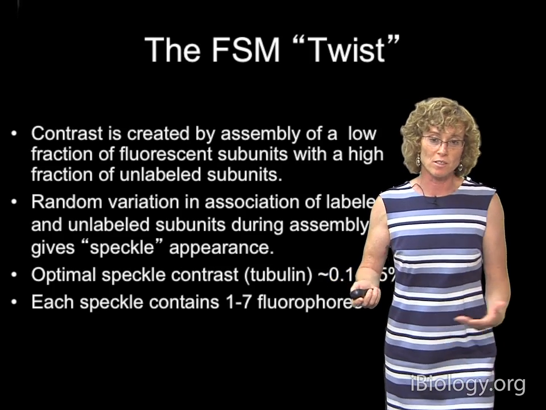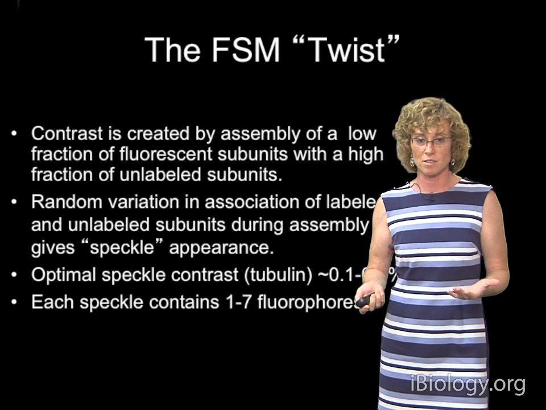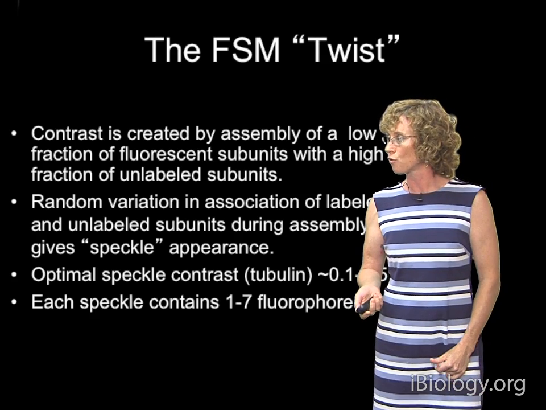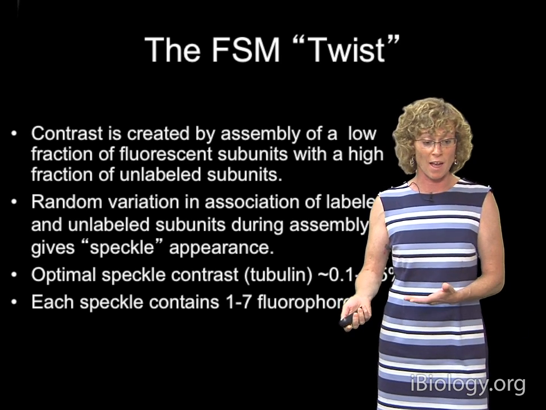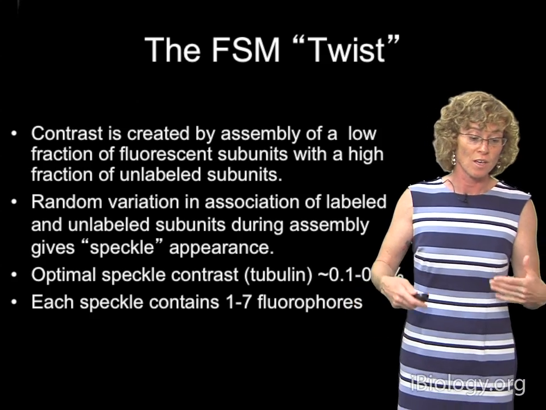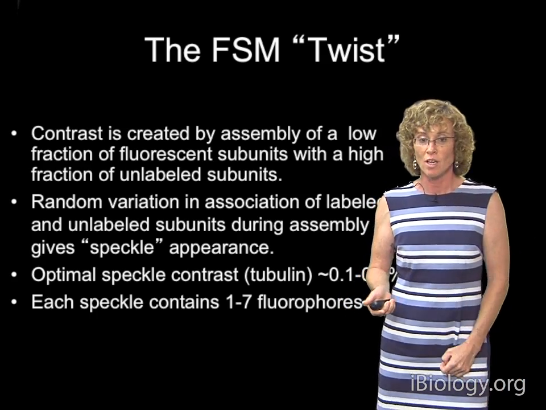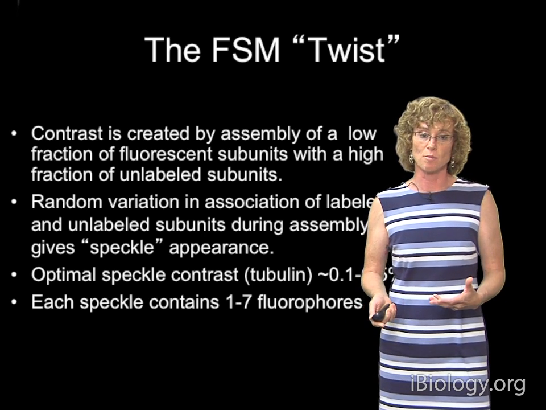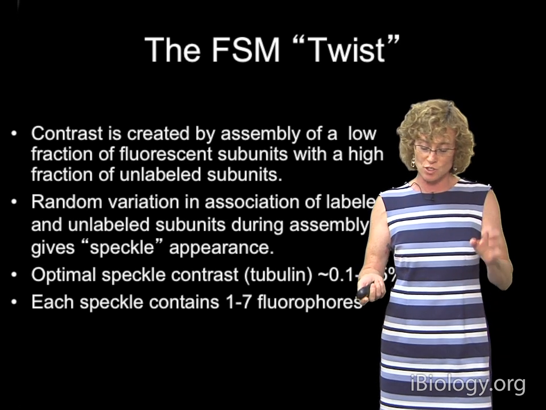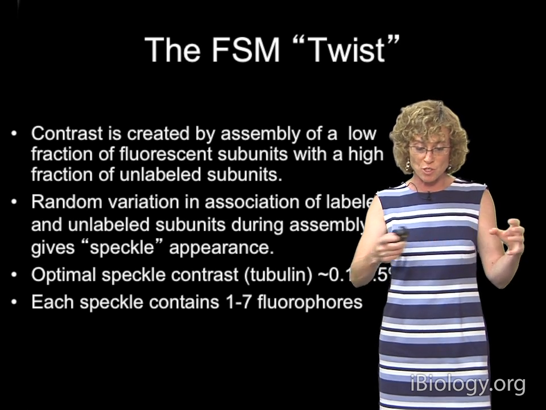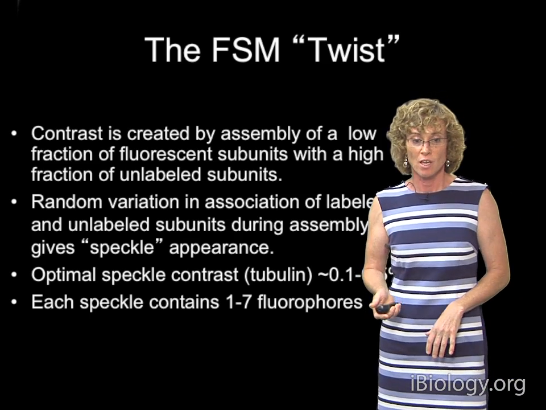So how do you make a speckle? It's simple. It's totally simple. The way that you make a speckle is you create contrast by assembly of a very, very low fraction of fluorescent subunits with a high fraction of unlabeled subunits that are supplied by your cell. The cell is cranking out non-fluorescent proteins, and you put in a small amount of fluorescent subunits. They co-assemble randomly into macromolecular ensembles, and this gives rise to a random variation in the spatial distribution of these fluorophores that gives a speckled appearance to the image.